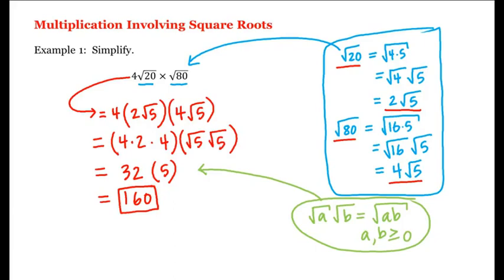Now we could have begun a bit differently and just applied this property from the very beginning. In other words, this is equal to 4 times the square root of 20 times 80, which is equal to 4 times the square root of 1600. And if we simplified this, we'd get to the same answer. But 1600 is a pretty big number, so we decided to simplify the smaller radicals first.